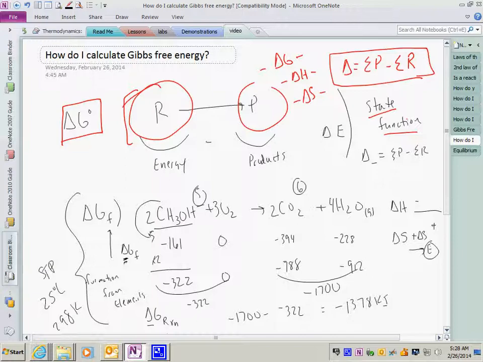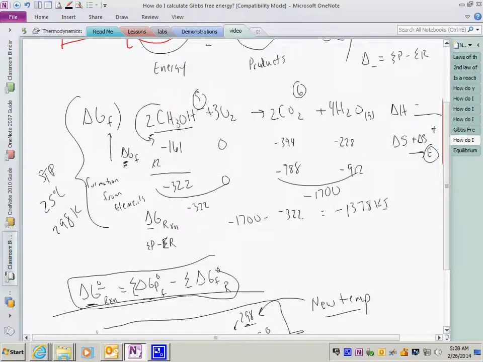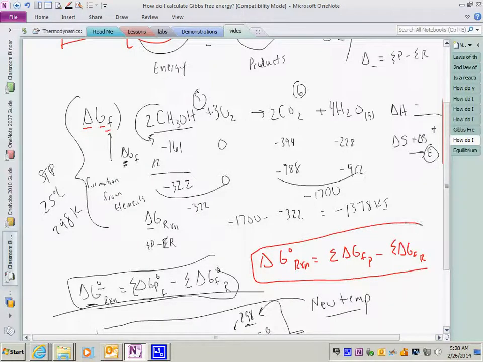Now delta G, again, measuring total energy is difficult. So we are going to do a delta G of formation. So the equation here, now I'll rewrite it here, is delta G prime of your reaction is equal to the sum of the delta G of formation of your products minus the sum of the delta G of formation of your reactants. So that is the equation, which is your state function.